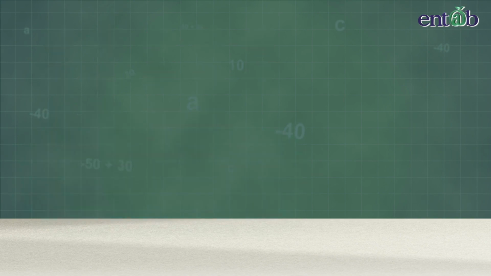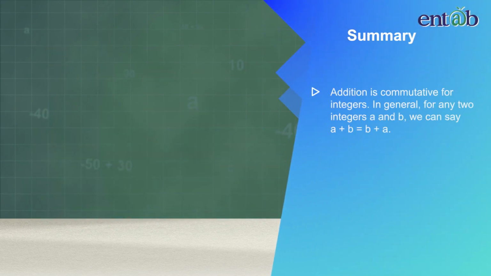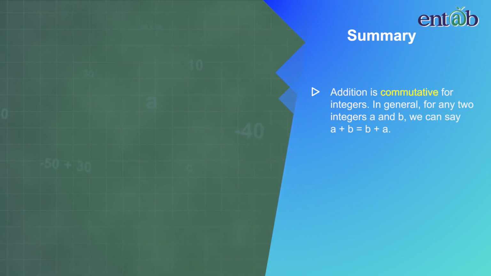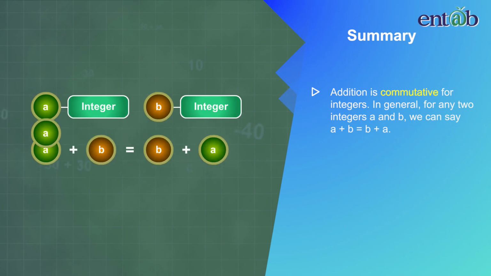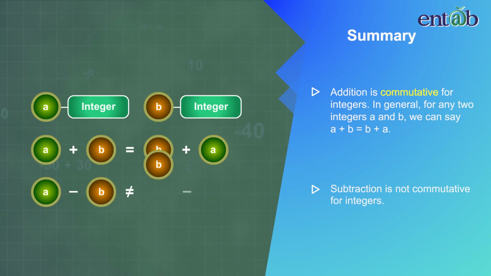Let's take a quick recap. Addition is commutative for integers. In general, for any two integers a and b, we can say a plus b is equal to b plus a. Subtraction is not commutative for integers. You can try verifying this property with some more examples.